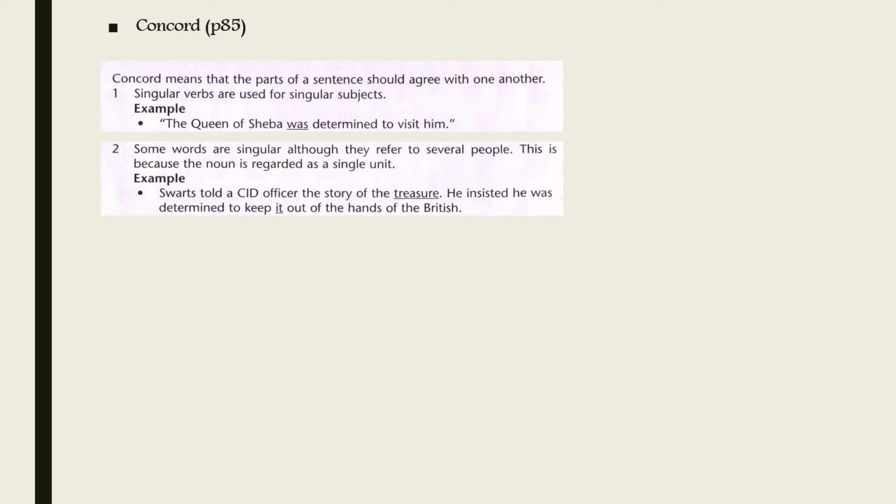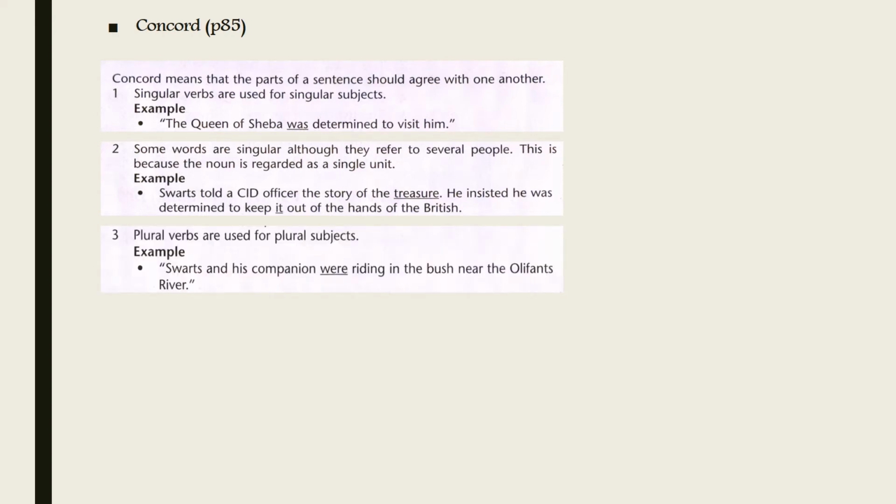For our second example, we work with singular subjects, but these subjects have been made up by more than one person or more than one thing. Even though there are more than one person or thing in this specific subject, it forms a unit, and we refer to the unit as a singular subject. So in the example, they refer to treasure. Even though treasure might consist of more than one thing found, it makes up a unit, and therefore it needs to have a singular form of verb.